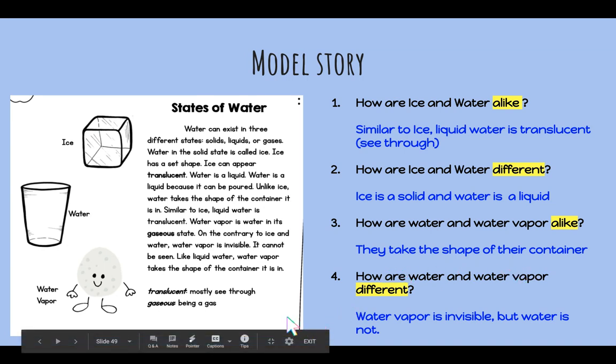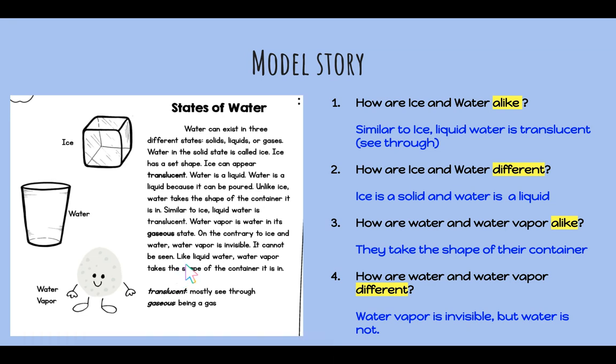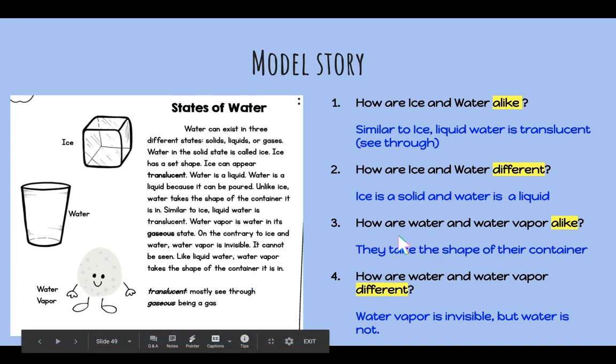Let's see if I can read something about that. Oh, let me see right here. It says, like liquid water, like, okay, that's another comparing word. Water vapor takes the shape of the container it is in. There we go. So I can confirm it talks about water and water vapor, and it says that they both take the shape of the container it is in. So I can confirm and check that this is right, and I have proved it with text evidence.